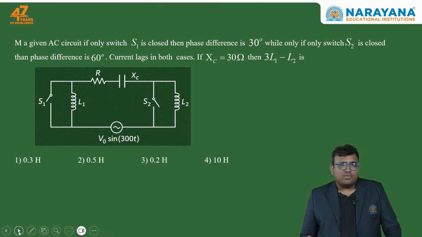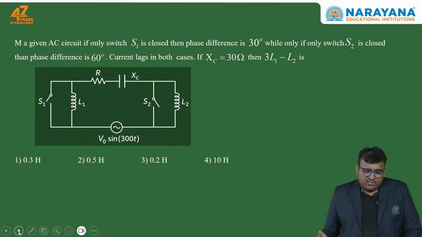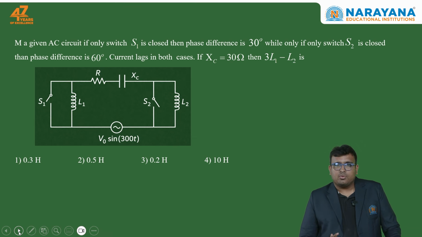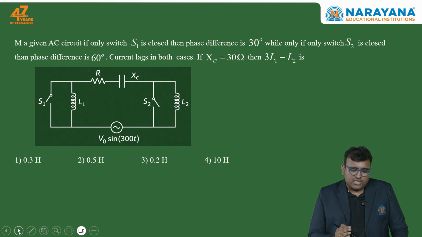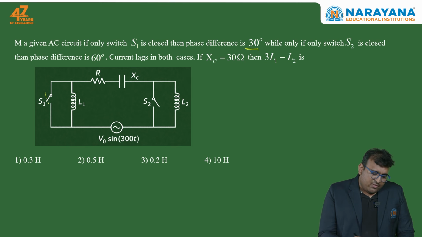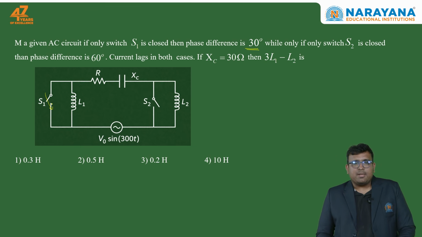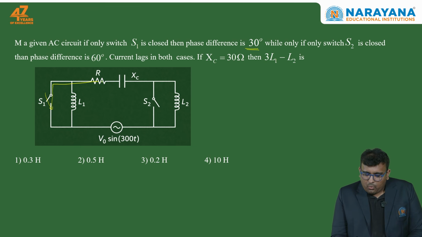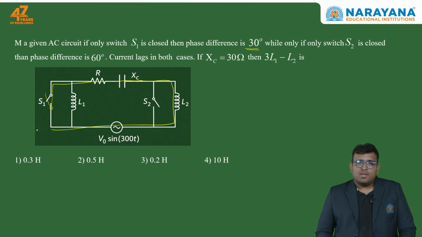So we have another one. An AC circuit is given, and they said that if switch S1 is closed, then the phase difference is 30. So let's say if we close the switch S1, what is happening? Then we are forming one LCR circuit basically. This is one LCR circuit first. Are you getting this point?